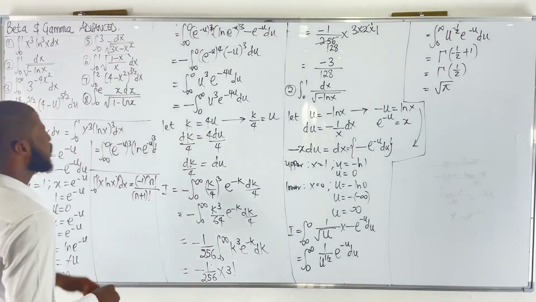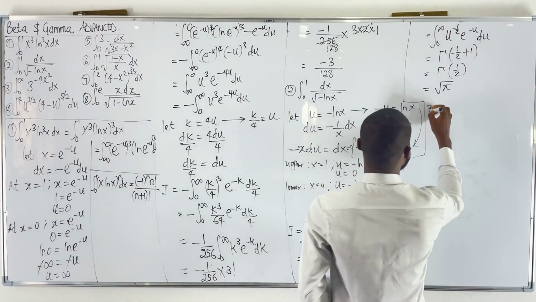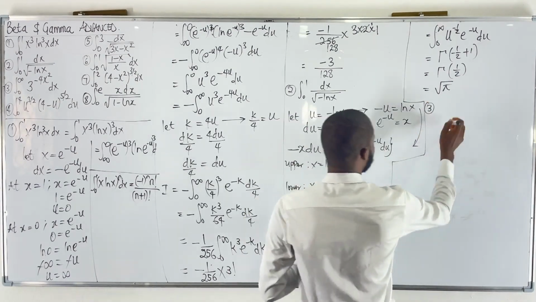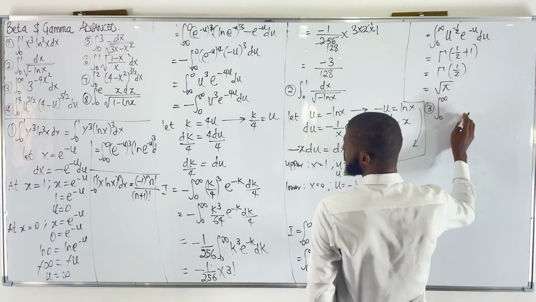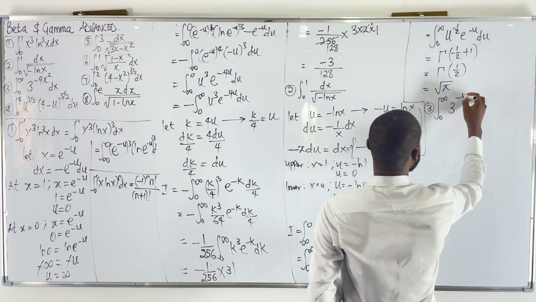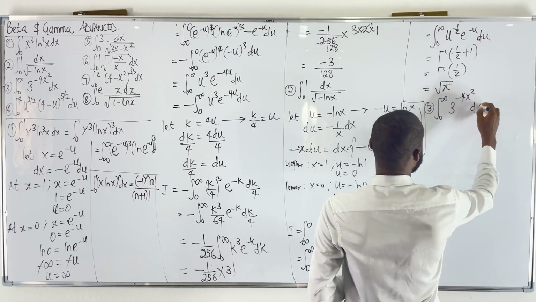Let us do number 3. Oh, number 3 looks like a lot. Okay. Integral from 0 to infinity of 3 to the negative 4x squared dx.